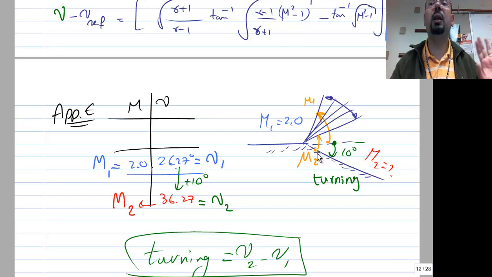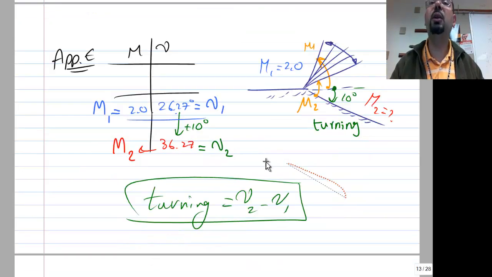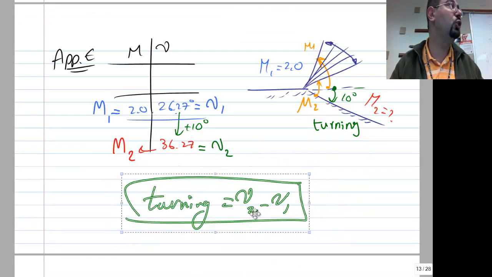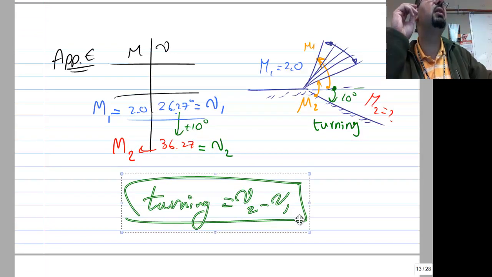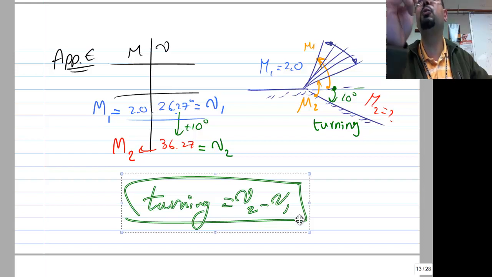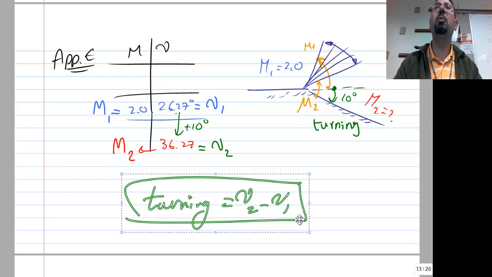Alright? What is the nu? I cannot tell you what the nu is, but I can tell you that the turning, that is in degrees, is the difference between nu1 and nu2. As a matter of fact, this equation, that the turning is nu2 minus nu1, is a must-have equation in every single problem that has an expansion fan. So if you see any expansion fan, before you even think, write this equation. You will have to use it. There is no way you will not use it. Actually all the problems are about solving with this equation.